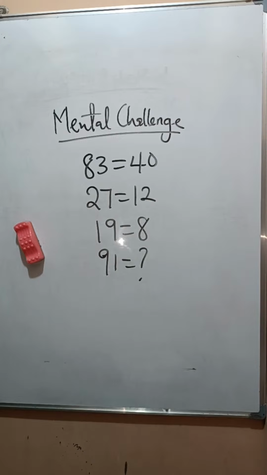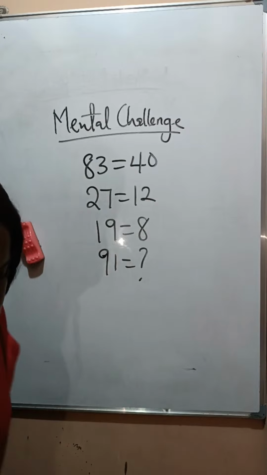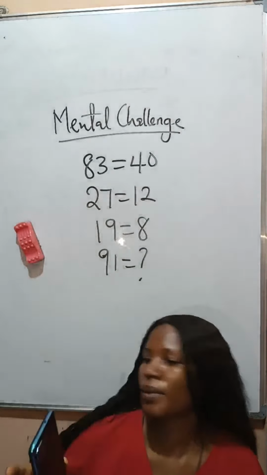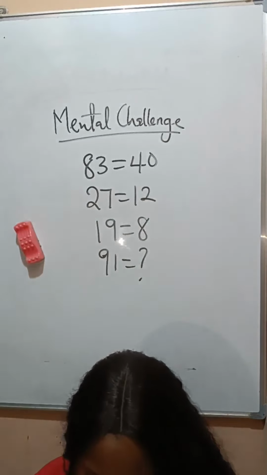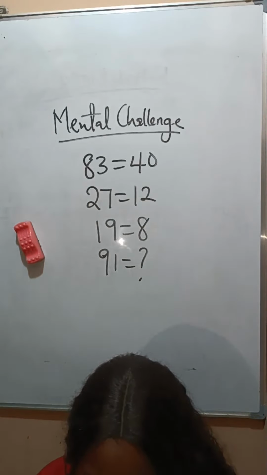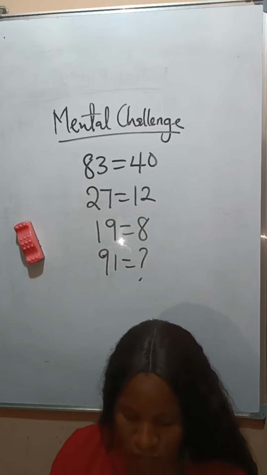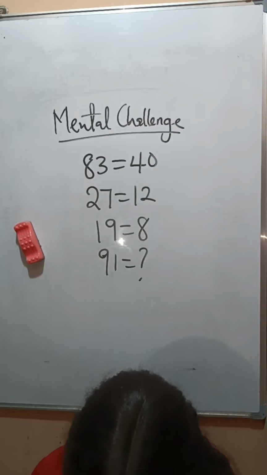Let's go. 83 equals 40, 27 equals 12, 19 equals 8, and 91 is equal to what? Wow, I'm seeing 44 everywhere. That means this is simple. I've not even looked at the working itself.